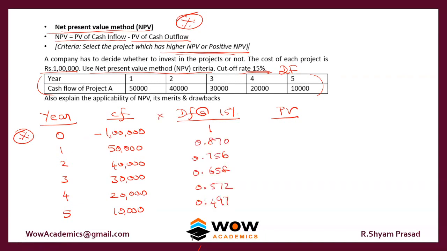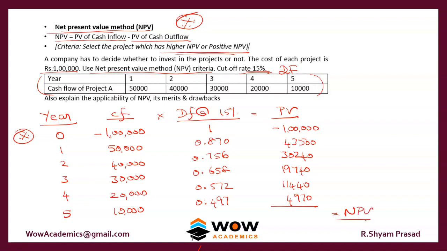So the next step is to multiply these numbers and get the answer. The first year it is a negative cash flow. From there on, you just multiply with the relevant numbers, add all of them, you will get the NPV. It is $9,890. So as it is a positive NPV, you have to accept the project. So that's about the NPV and the criteria.